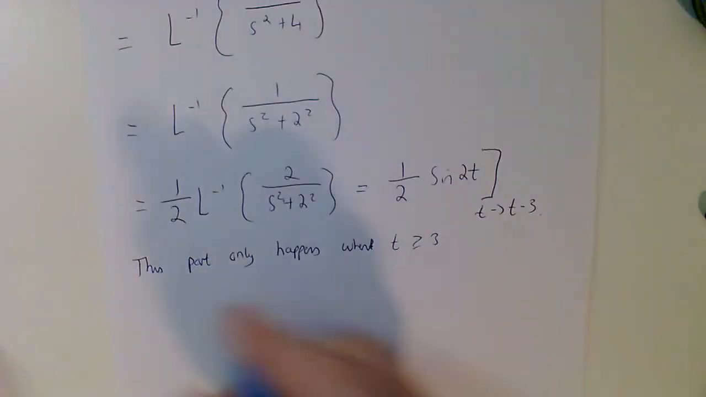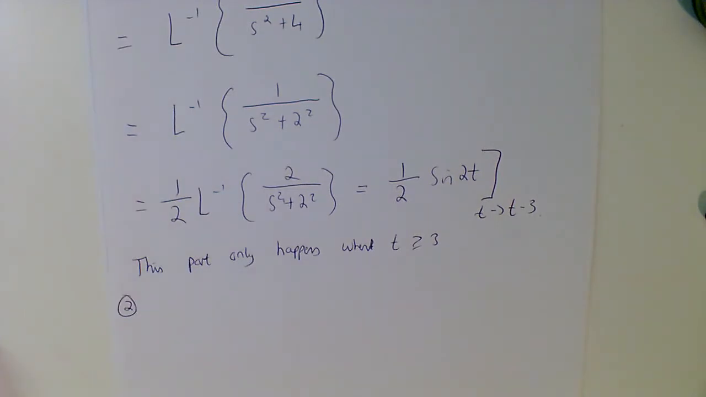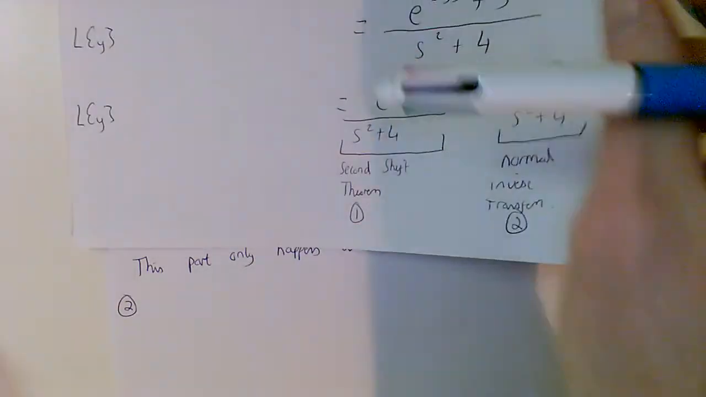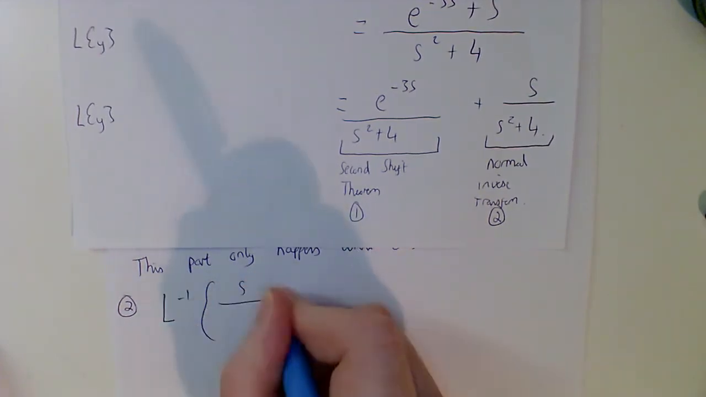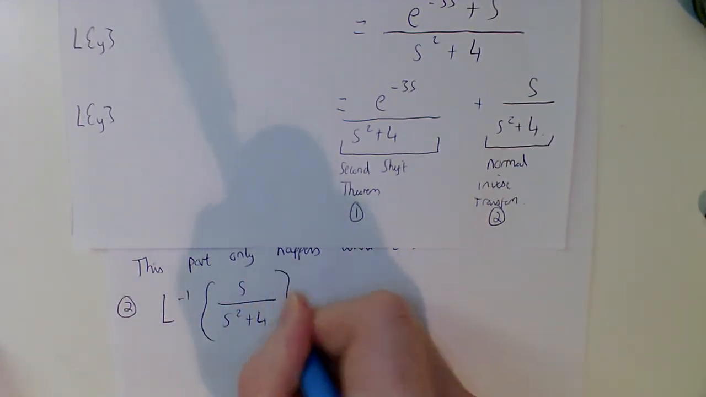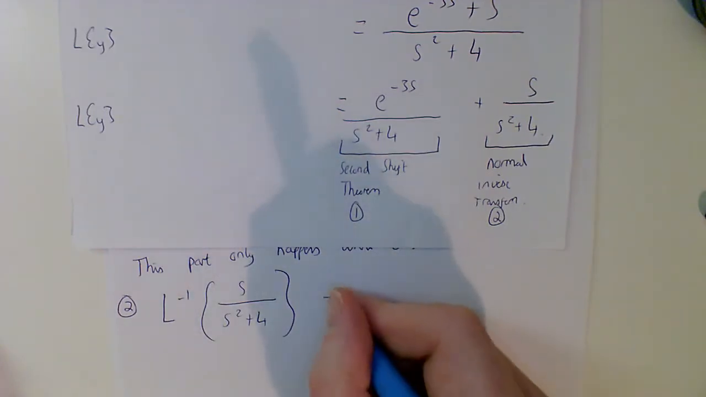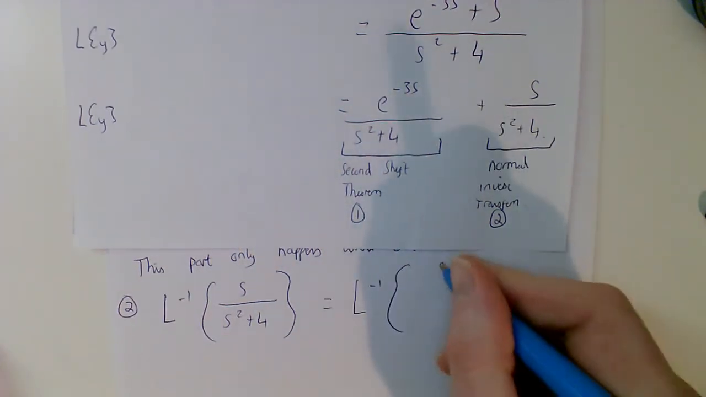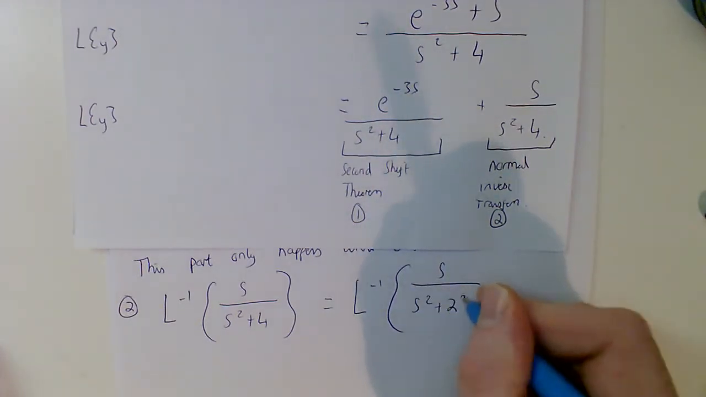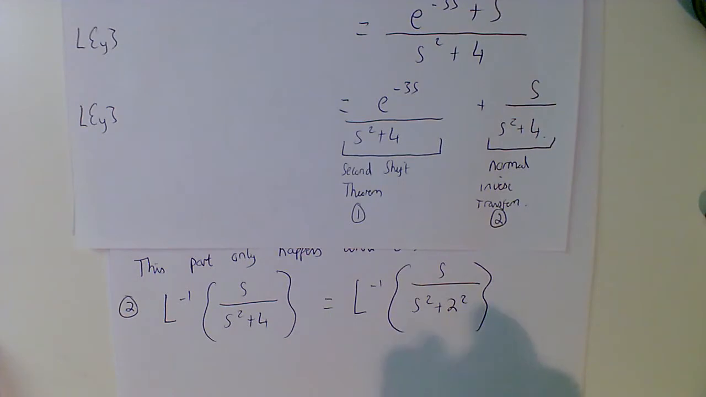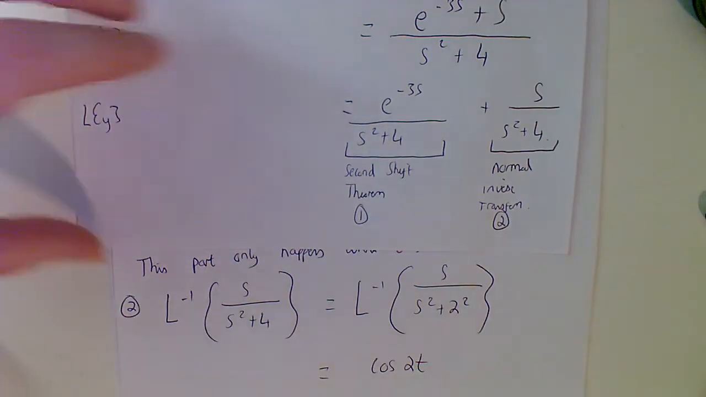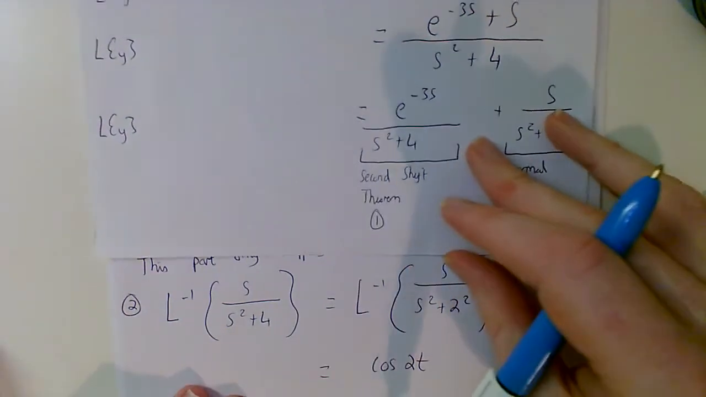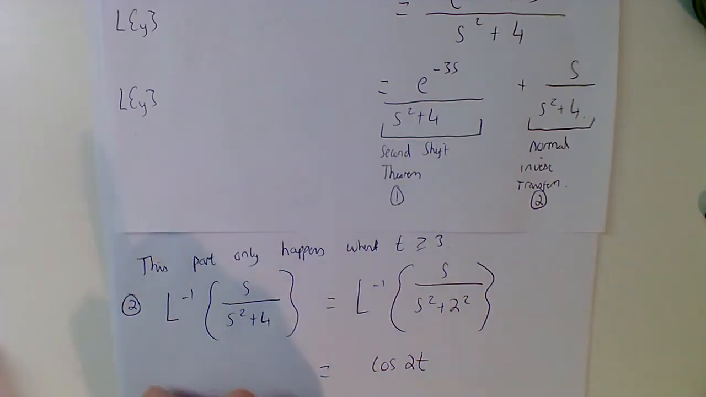Right, let's look at number 2, the second part. I wanted to find the inverse Laplace transform of this bit here. So again, it's fairly straightforward. That's just s over s squared plus 2 squared, which is just cos 2t. Right, now this happens everywhere. There's no second shift theorem here.